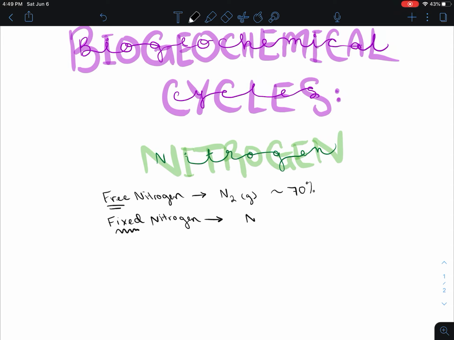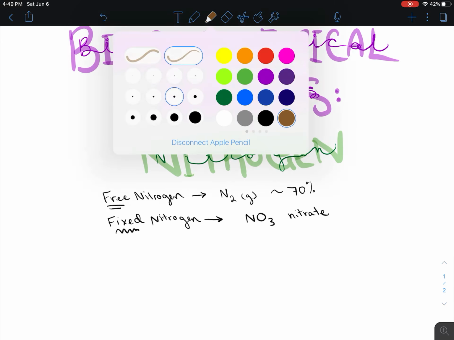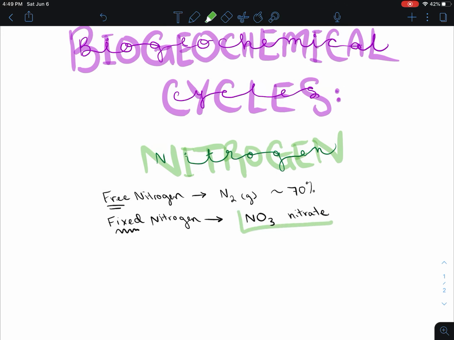The main one that we really like is nitrate, which is NO3, nitrate. And this dissolves really well in water. It can move through the soil easily. And this is the favorite for plants. This is their favorite way to take up nitrogen. So that's usually our end goal with fixed nitrogen. We want it to turn into nitrate. Then it can get assimilated into plants.